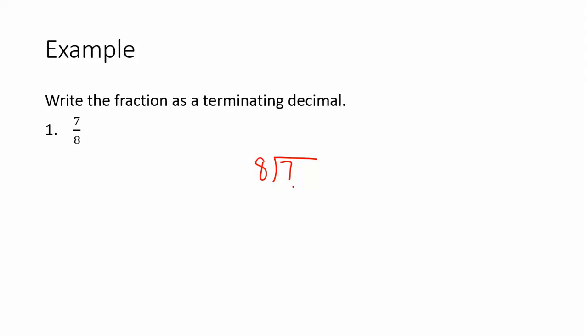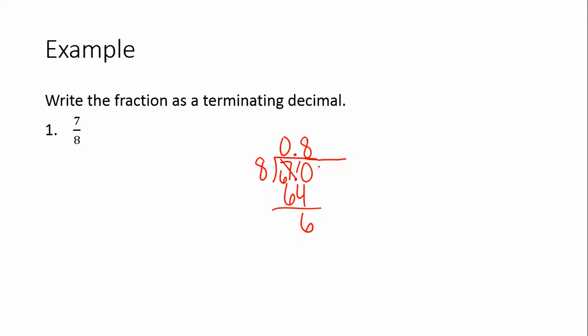Well, 8 doesn't go into 7 at all. So we put our decimal place before we start adding zeros. That's the first important thing to remember. And I'm just putting a leading 0 in the decimal place on top so I don't forget where my decimal goes. Remember, they always line up. So 8 goes into 70. 8 times 8 is 64. Then we subtract, and we get a remainder of 6.